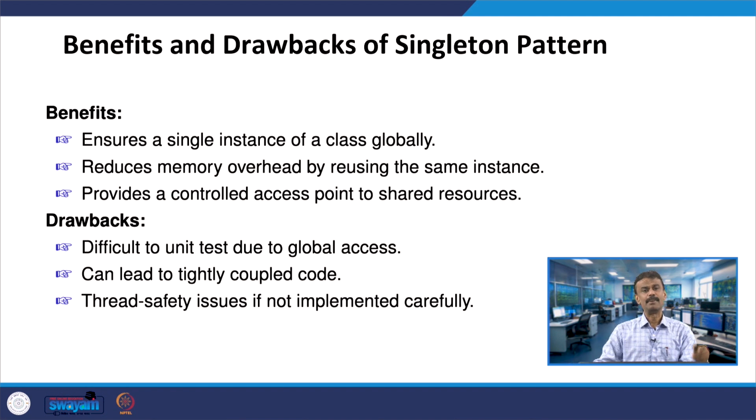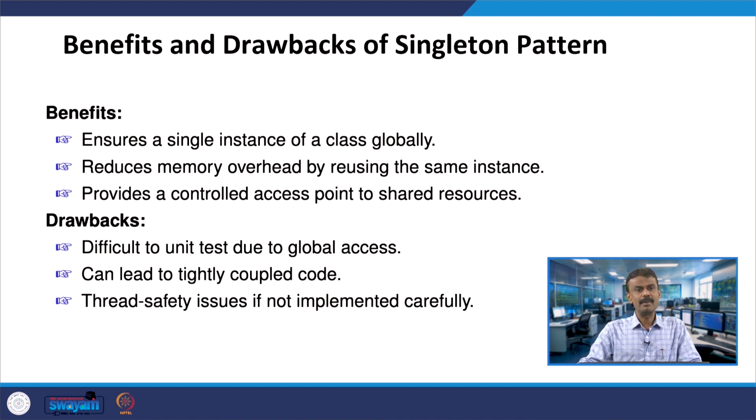Now, what are the benefits and drawbacks of the singleton pattern? We have talked about the singleton pattern so far. The main advantage is that it ensures a single instance of a class globally. If it is pointing to the null pointer, we create an instance; otherwise, the existing instance will be used. It reduces the memory overhead by reusing the same instance. We have only one instance, so that will be reused, and the singleton pattern provides a controlled access point to shared resources.